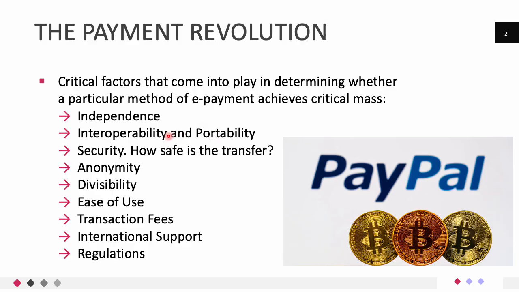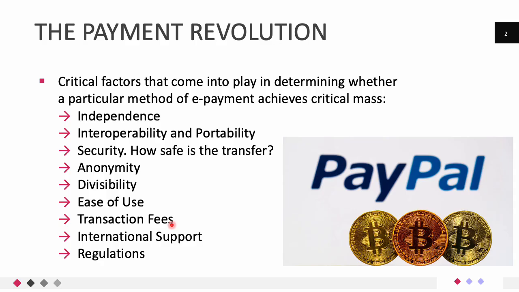And then interoperability and portability means it's flexible. You can use it across different platforms or even countries. And then security, it's obvious. No one wants their money stolen. And then anonymity, it matters if you don't want others tracking your purchases. And then divisibility means that you can pay small or large amounts easily. And then ease of use, if it's too complicated, people won't bother.